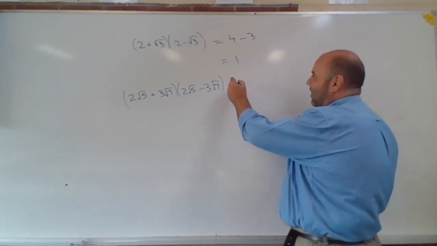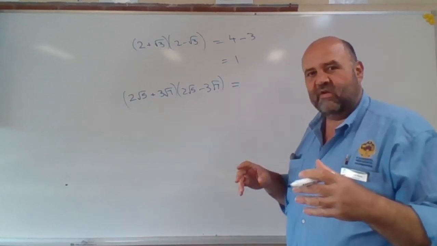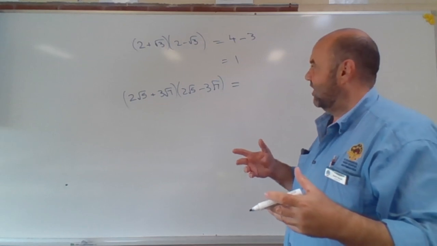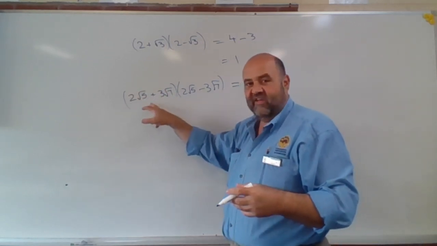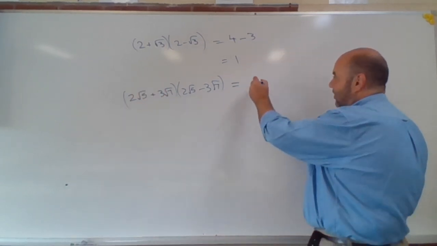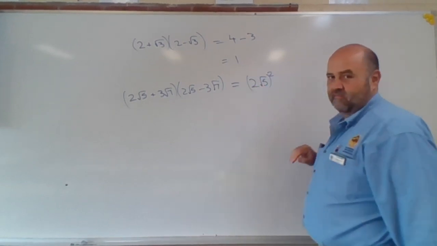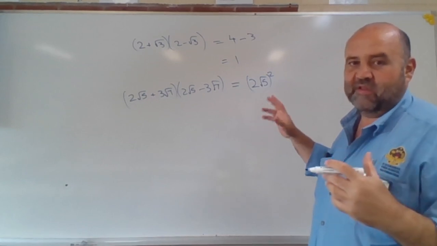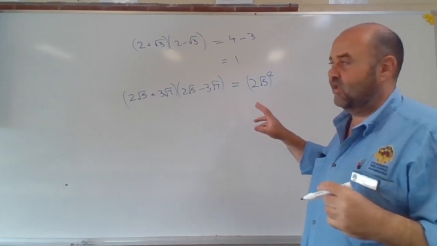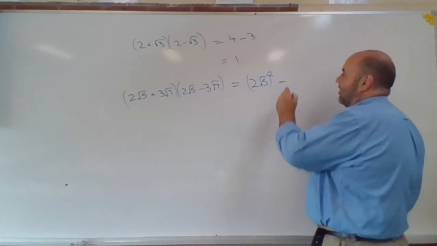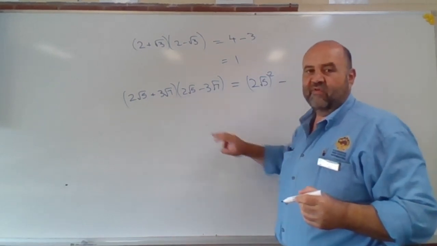I'll put in an extra step so we can see what's happening here. I'm going to get this thing squared, so I'll actually write down 2 root 5 squared. So I'm not just going to write out what the answer is. I'm just going to say that we're going to get that thing squared. We'll work it out in a second. Minus this thing squared, 3 root 7 squared.